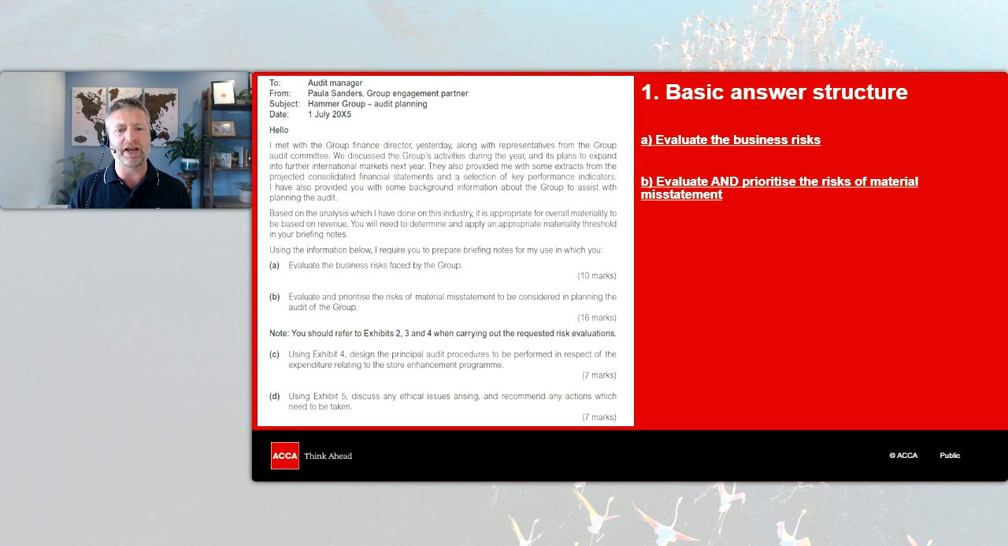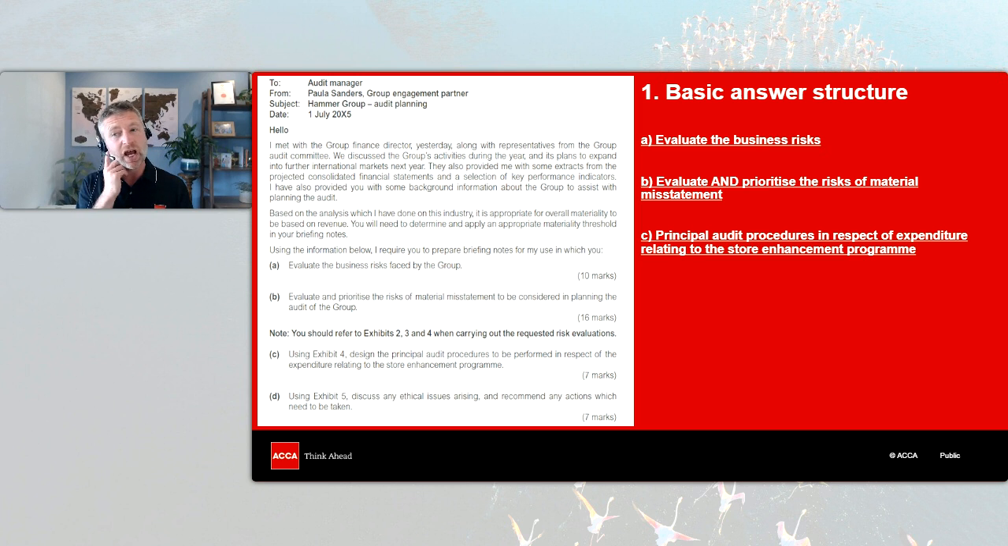The next part of this question is part C. Principal audit procedures in respect of the expenditure related to the store enhancement program. So you can copy and paste these, by the way, from the requirement into your answer to set up your structure. No problem with doing that. I tend to type them just because it allows me to think a bit as I'm typing, but you can do it either way. And then part D here is actually several requirements.